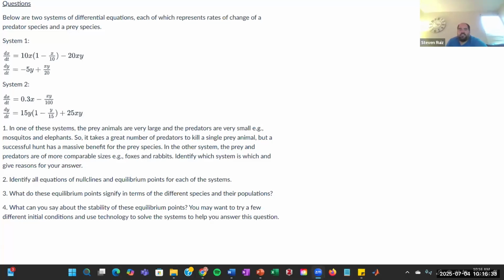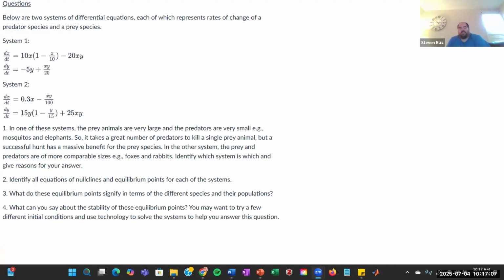All right, let's look at discussion question number 10. We have two predator-prey models, systems of equations. One of these represents a system where the prey and predator are very different sizes, where the predator animals are very small and the prey animals are very large, like mosquitoes and elephants. The other system is where the prey and predators are more comparable in size, such as foxes and rabbits.